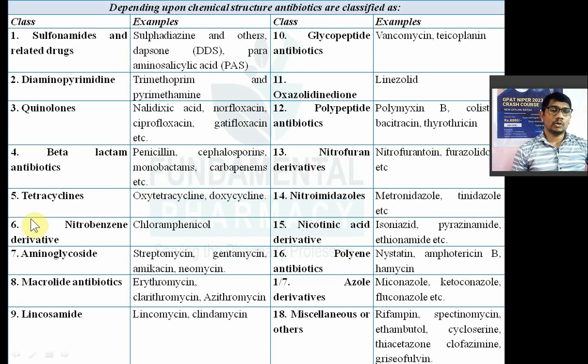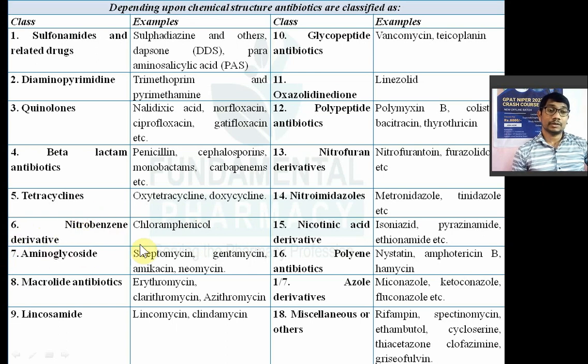Now according to the chemical structure, the sixth class of your antibiotic is the nitrobenzene derivative. तो सिक्स क्लास होता है नाइट्रोबेंजीन डेरिवेटिव. देखो इसके ऊपर क्वेश्चन आ चुका है. So chloramphenicol is a nitrobenzene derivative. You have to remember, chloramphenicol is a nitrobenzene derivative.